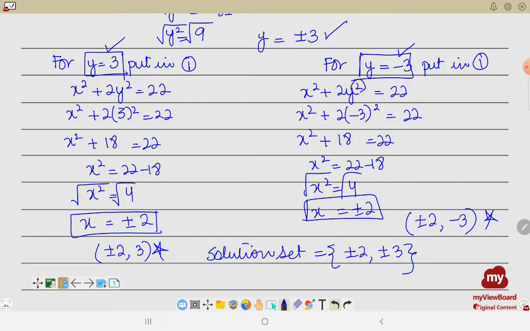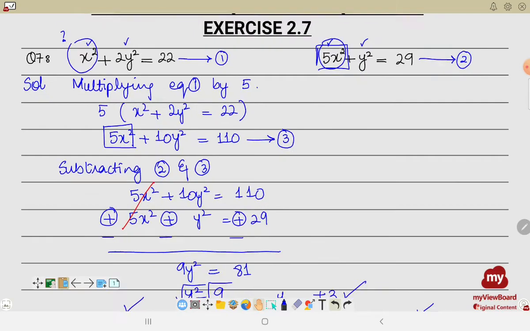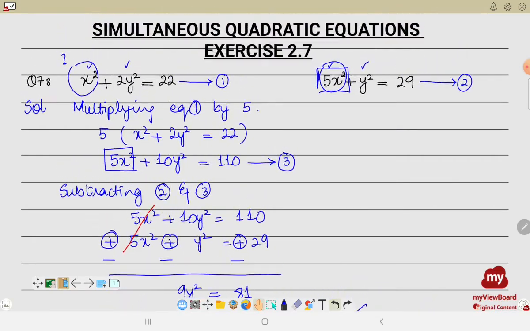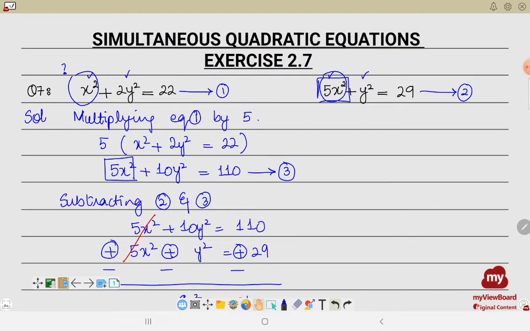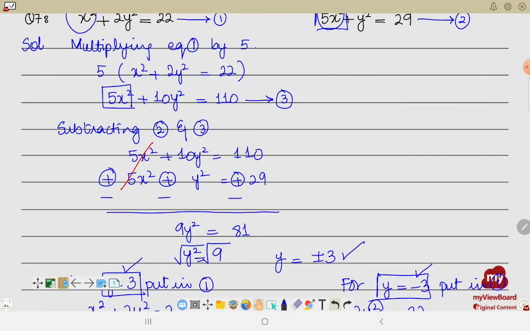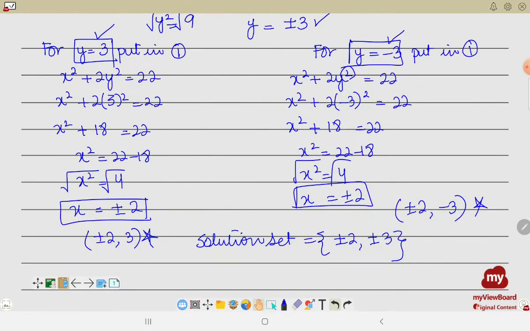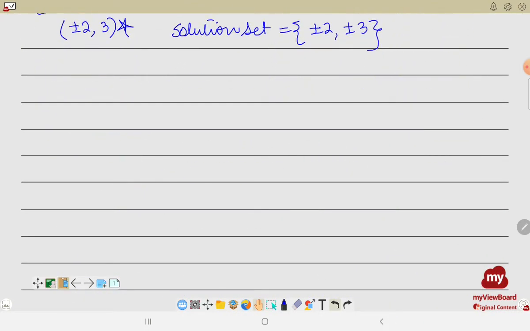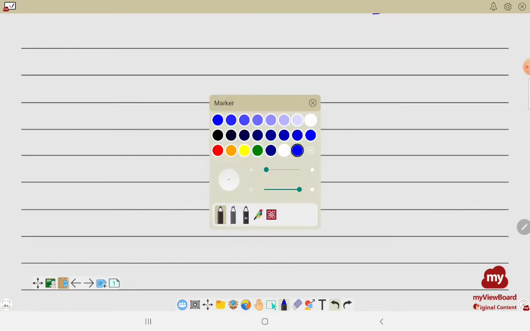I hope you understand the sum. In this sum, what we have done, we have eliminated one term. First, we have used the elimination method. We have made the coefficient same. Then we subtracted the two equations. And once we have subtracted the two equations, we got the value of the other variable. And then from the original equation, we got the value of x and y. Okay. Now let's solve one more question of the same type.